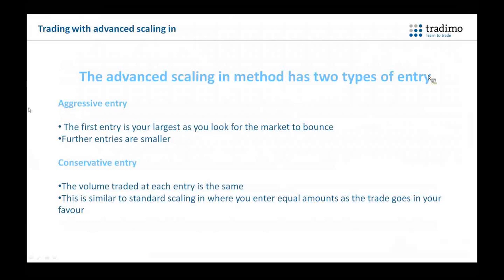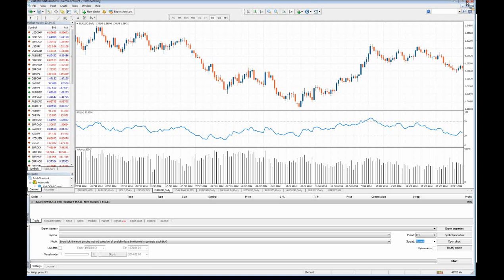So, two types of entry, guys: aggressive entry and conservative entry when it comes to scaling in. The first entry is always crucial when it comes to trading both types. So, aggressive entry, guys. The rule of the aggressive entry is that you use the majority of your position at a level, and the reason you would do this is because you have a very, very strong feeling that the market is going to have a bounce.